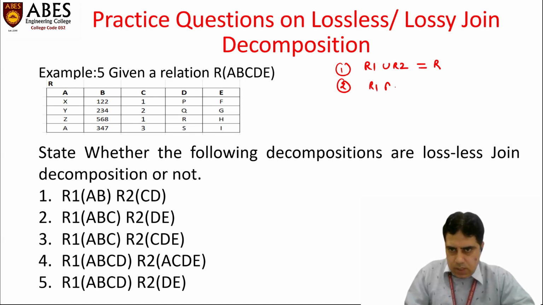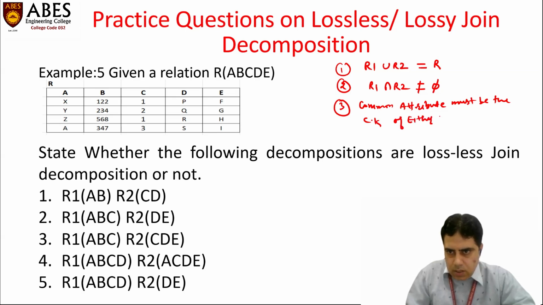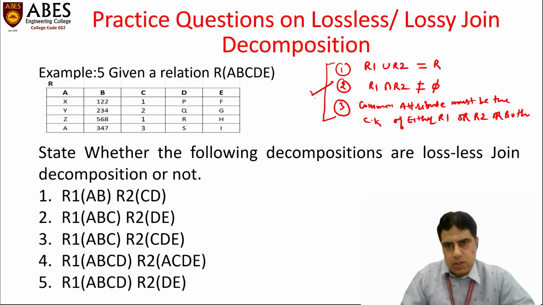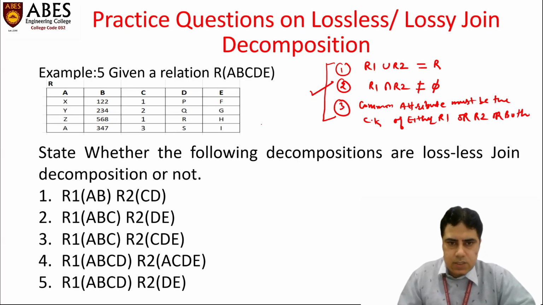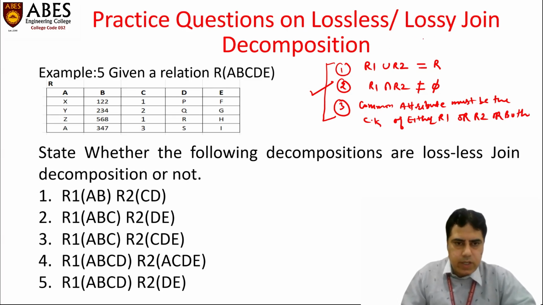Second, R1 intersection R2 does not equal phi. Or third condition, the common attribute must be the candidate key of either R1 or R2 or both. So for a lossless join decomposition, it must satisfy all these conditions. If these conditions are not satisfied, we can say that the given decomposition is not lossless, or is a lossy join decomposition.